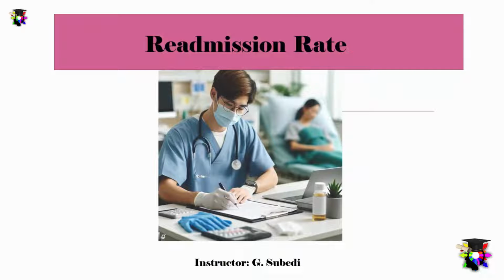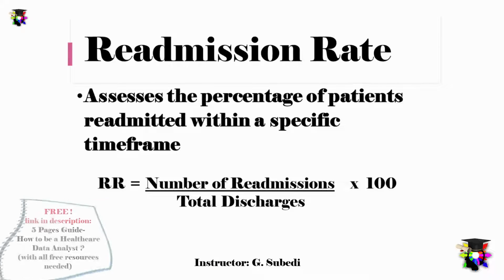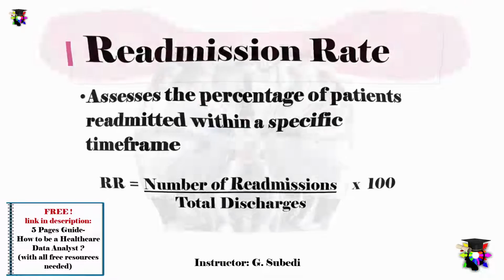Another important KPI is readmission rate, or RR. RR assesses the percentage of patients readmitted within a specific time frame. The formula is the number of readmissions divided by the total number of discharges. RR assesses the effectiveness of patient care and prevention of avoidable readmissions. Healthcare providers focus on reducing the RR to enhance patients' outcomes, improve care transitions, and control healthcare costs.